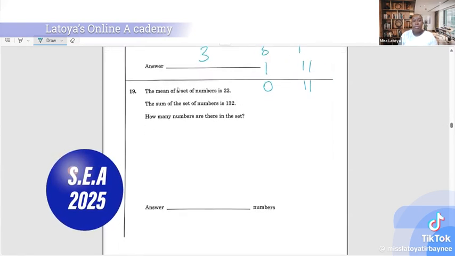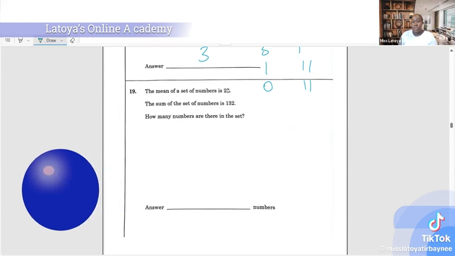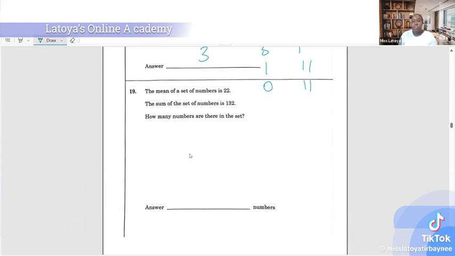Question 19. The mean of a set of numbers is 22. They're telling us the mean of a set of numbers is 22. The sum of the set of numbers is 132. So they are telling us the sum of the set of numbers. How many numbers are there in the set? They want us to find out the numbers in the set.